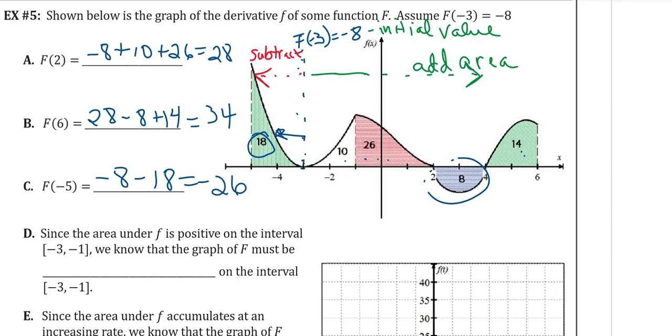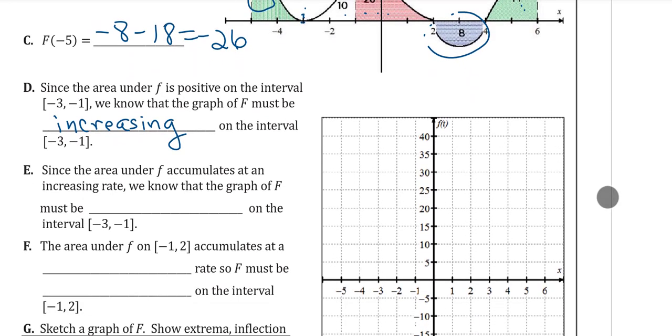Okay, so for part D, since the area under f is positive on the interval from negative 3 to negative 1, we know that the graph of f must be, and just like before, because remember this is its derivative, if we have a positive derivative, that means the function itself, and we're going to start calling it the antiderivative, is going to be increasing on that interval. That has not changed any, just because we're changing our terminology, and instead of looking at a derivative, we're looking at an area or an antiderivative now.